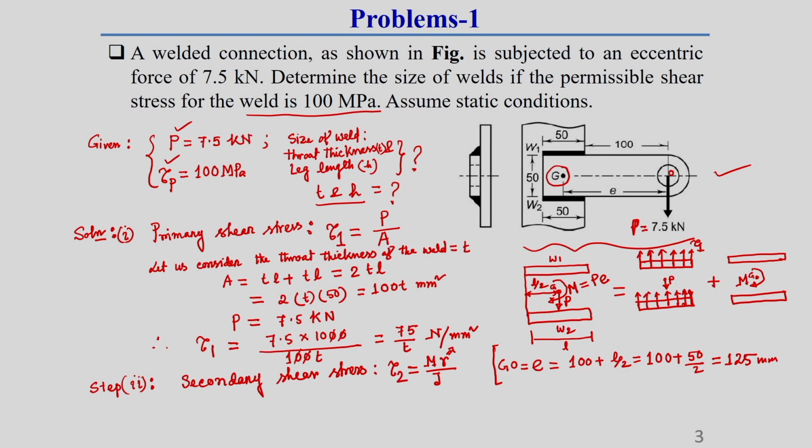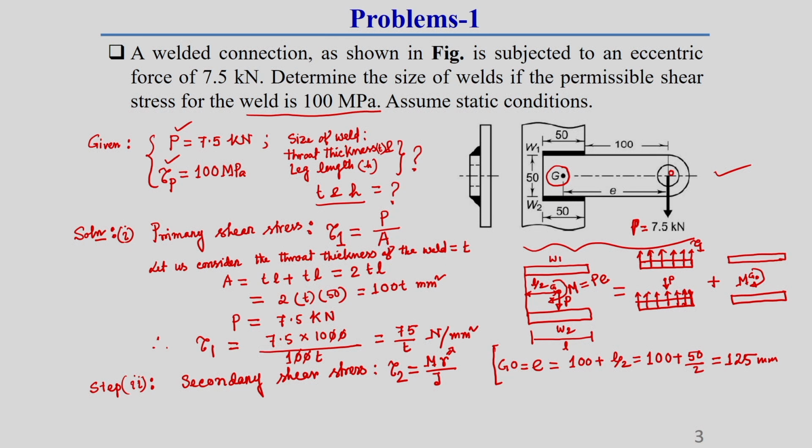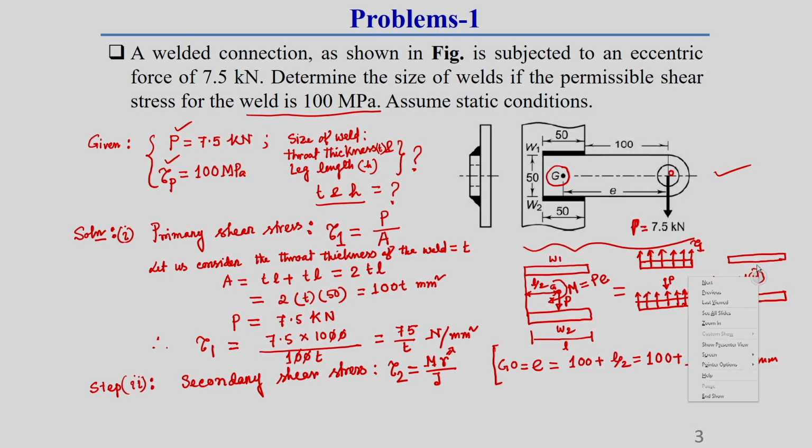Generally the maximum secondary shear stress matters, because the primary shear stress is uniform throughout the entire weld length, but this tau 2 secondary shear stress depends on the distance from the CG to different points of the weld. Here you can see, if you consider this r from here to here, then you will get one type of tau 2.